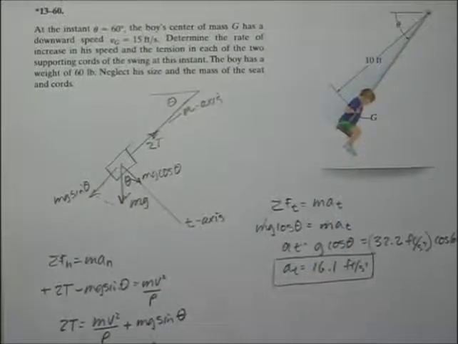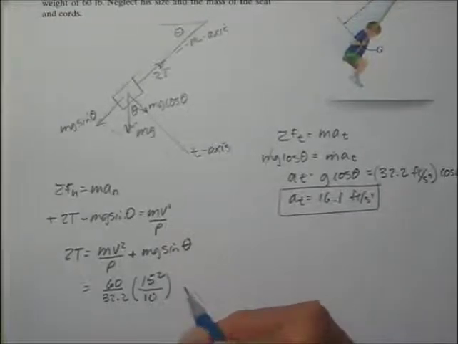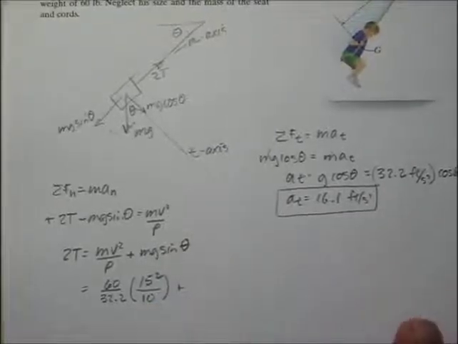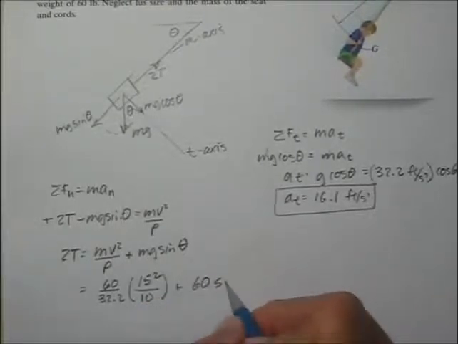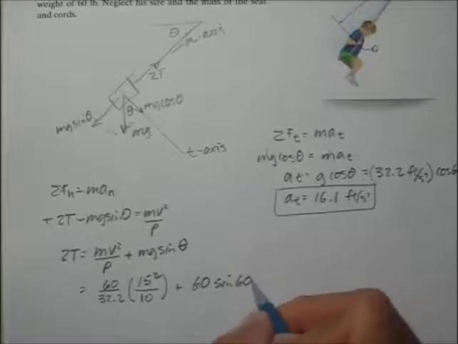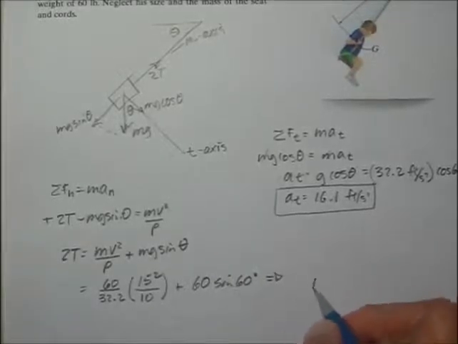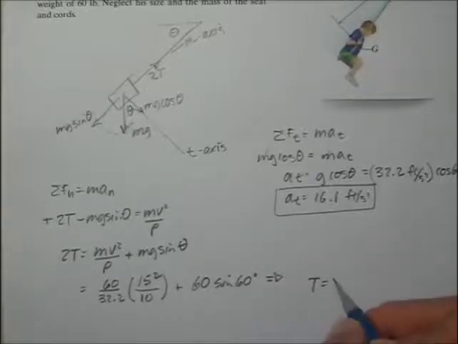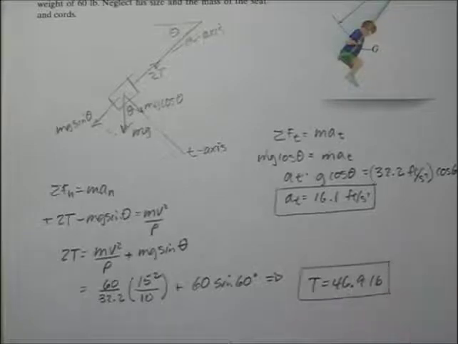So that's 15 squared, and divide that by rho, which is 10 feet. Plus mg in the English system is his weight. So his weight is 60 pounds. That's mg, and then sine of, again, 60 degrees. And I solved that for tension, and T is equal to 46.9 pounds. That would be the tension in each chord as we go forward through that. All right, that's how we solve the simpler ones.